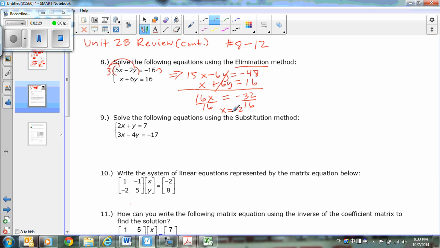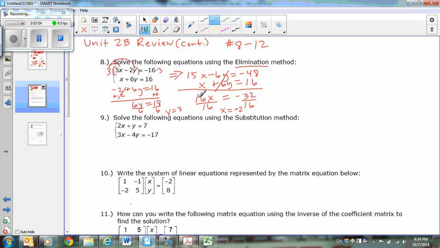To get our y value, we can go back to either equation, it doesn't matter which one, and where I see an x, I'm going to replace it with negative 2. I think I'll use the second equation, since that seems to be the simpler choice. So instead of x plus 6y equals 16, we're going to write negative 2 plus 6y equals 16. Now let's solve this equation for y. We'll start by adding 2 to both sides, and we'll get 6y is equal to 18. Let's divide both sides by 6, and y then will be equal to 3.